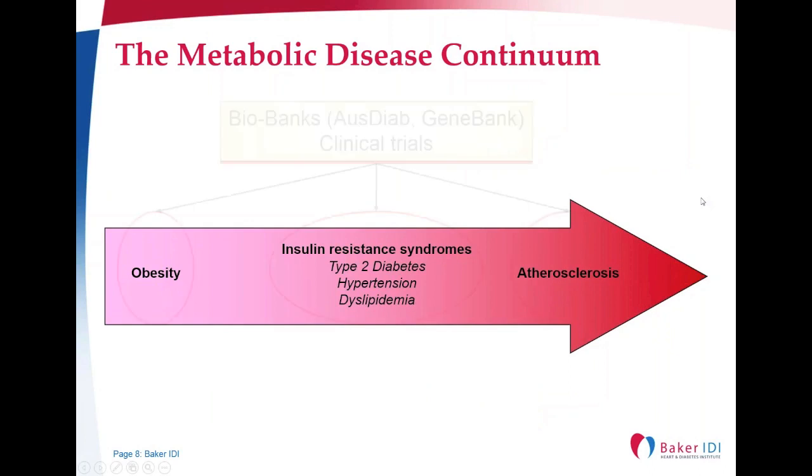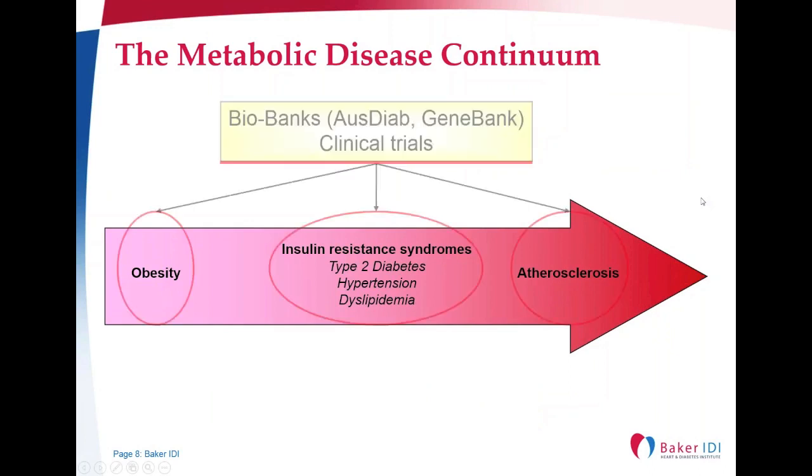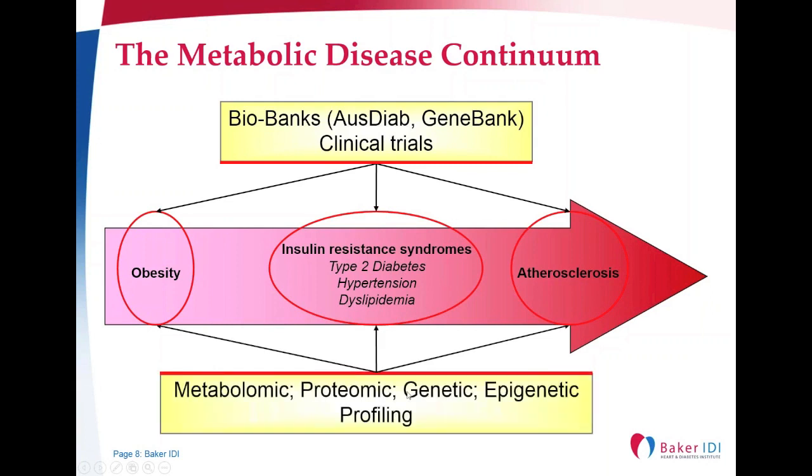Well, the approach that we've taken at Baker IDI is really to go into biobanks or clinical trial samples where we can identify subsets or sub-cohorts of these patient samples that address different stages of the disease continuum. And then with those cohorts of patient samples, we can apply different profiling strategies. Mainly we've been working in this metabolomic and lipidomic area, but we're also looking now at some proteomic and genetic profiling as well. And in fact, the integration of the lipidomic with proteomic and genetic profiling, I think, is going to be very important in the future. So that's our strategy.